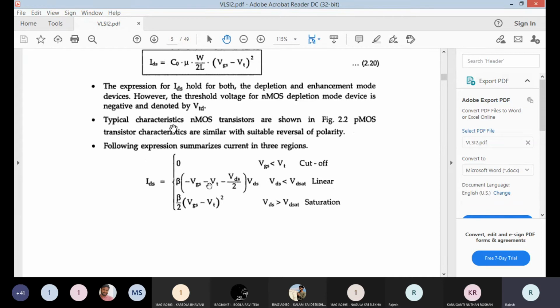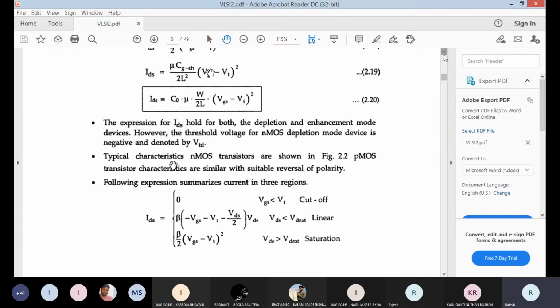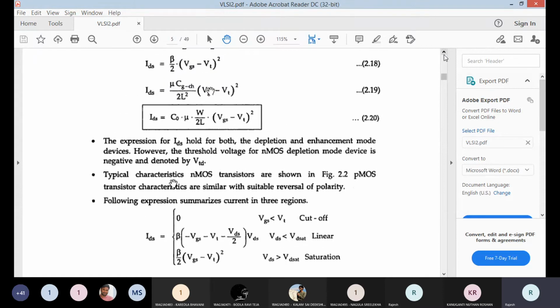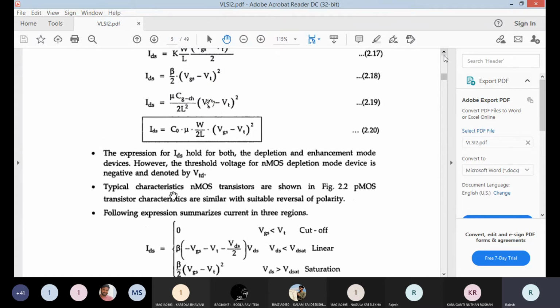So IDS is proportional to W, inversely proportional to length, directly proportional to gate to source voltage, directly proportional to drain to source voltage. But if you operate above that, the last equation, it is beta by 2. If you see, every parameter is constant, that is related to manufacturing. W, L, they are constant. Mobility constant. K constant. Beta constant.